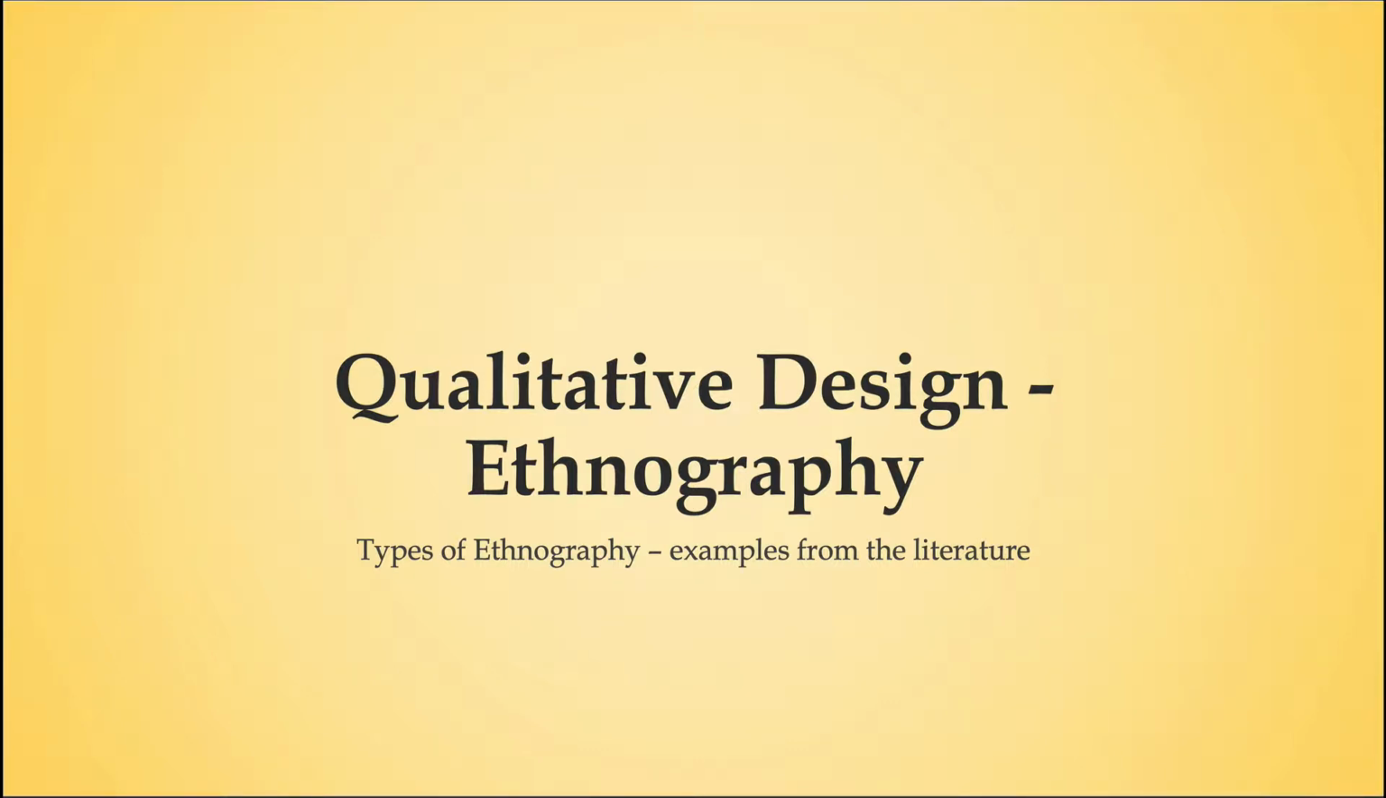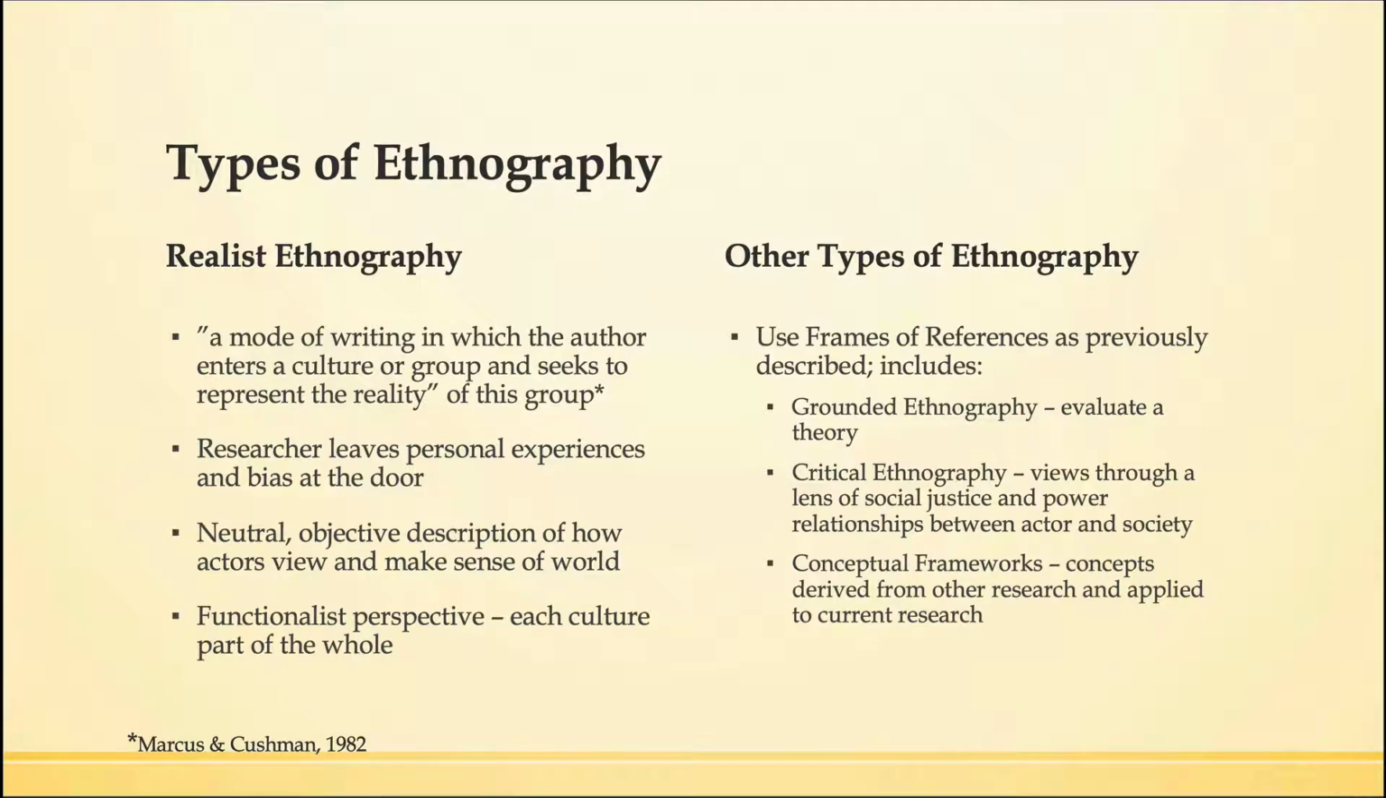Now that we have an understanding of ethnography as a whole and how data is collected, let's talk a little bit more about the different types of ethnography and specifically give some examples from the literature in wellness and fitness. So the types of ethnography really are numerous, but the main ones that we'll see, and the most frequent type, is what's called a realist ethnography.